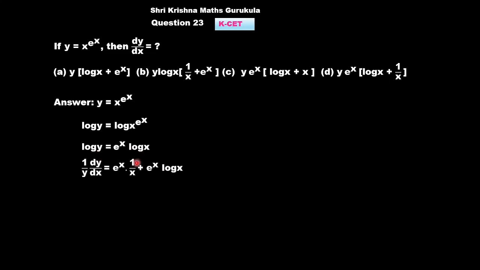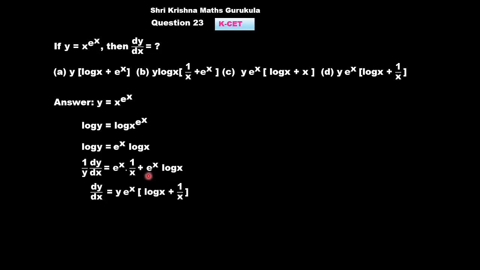So when we are differentiating with respect to x, the derivative of log y would be 1 by y, and y has to be differentiated with respect to x, so it is into dy by dx. So 1 by y into dy by dx is equal to the first function as it is, e to the power x, times the derivative of the second function, log x, which is 1 by x, plus the second function as it is, that is log x, times the derivative of e power x, which is e power x only. So it is e power x into log x.